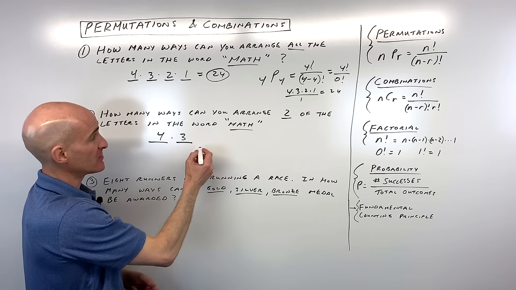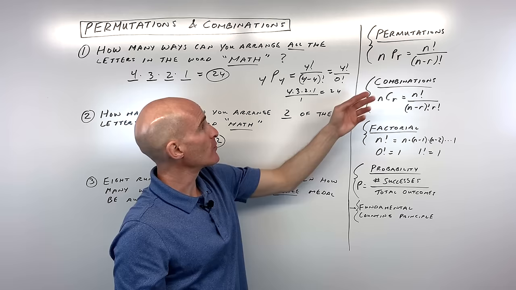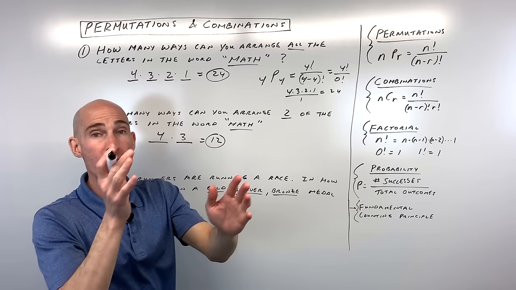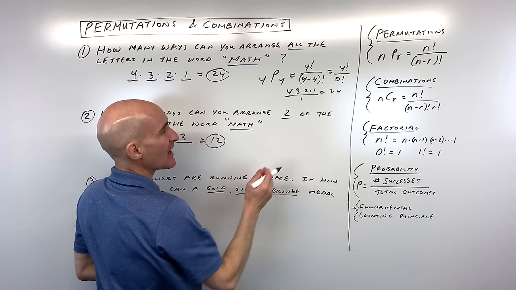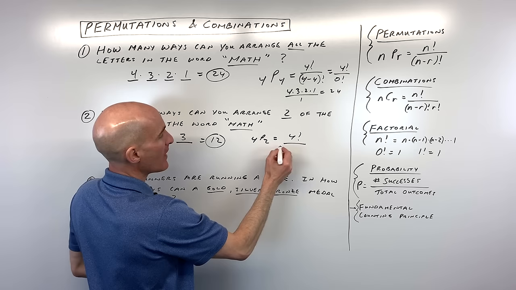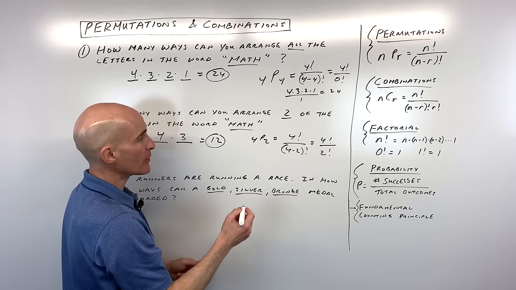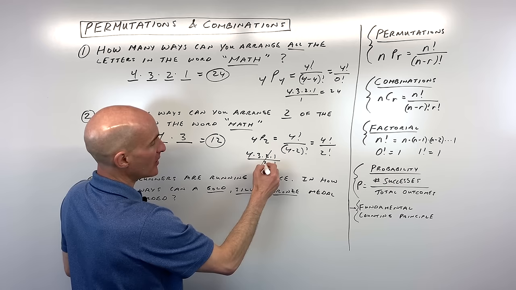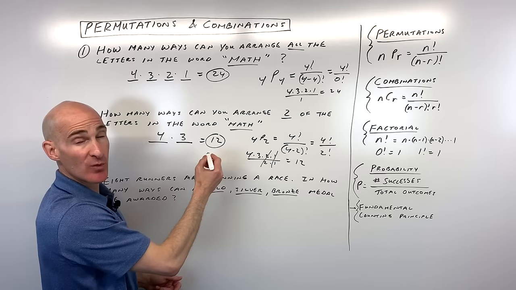The other way to do that is to use this permutation formula here. Out of N objects, how many ways are there to pick R objects, where the order matters? So the order is important with permutations, not with combinations. So for example, this one would be 4P2, which is 4 factorial over 4 minus 2 factorial. So that's going to be 2 factorial in the denominator, 4 factorial in the numerator. And if we expand this out, 4 times 3 times 2 times 1 over 2 factorial, which is 2 times 1, you can see that these are canceling, and we just get 4 times 3, which is equal to 12, the same thing we got here. So either the fundamental counting principle will work, or using this NPR formula will work as well.